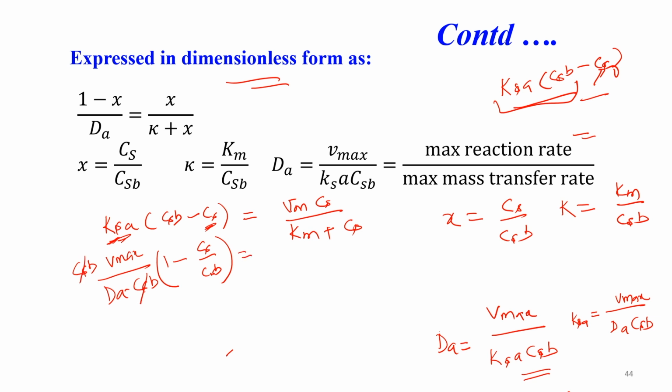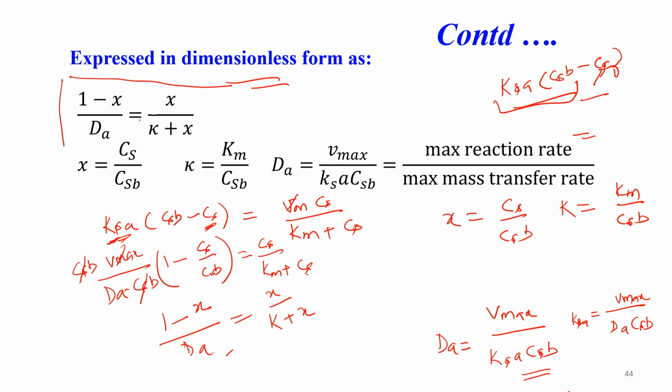Now, Vmax will be again cancelled out from here to here. We are left with Cs upon Km plus Cs. So, it becomes (1 minus x) divided by Da, this equals Cs upon Csb over Km upon Csb plus Cs upon Csb, that is x over kappa plus x. So, we end up with (1 minus x) upon Da equals x upon (kappa plus x).